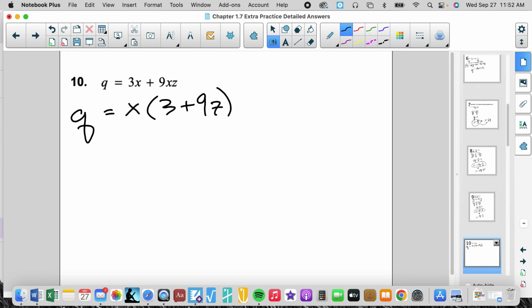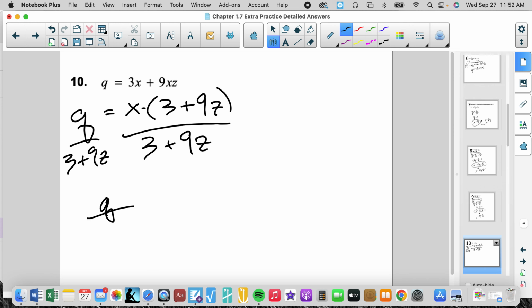What's happening to x? It's being multiplied by this. And how do I get rid of that? How do I move it to the other side? By dividing. The inverse of multiplying would be dividing. So I'm going to divide by 3 plus 9z, and I do it to both sides. And I get q over, I'm going to put 9z plus 3 because, as I told you, variables come before, equals x.